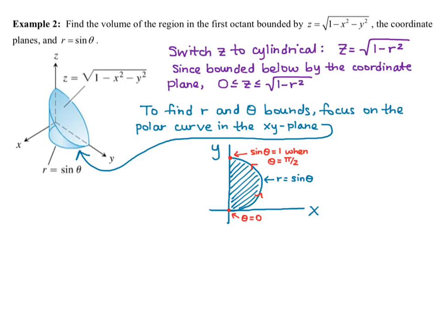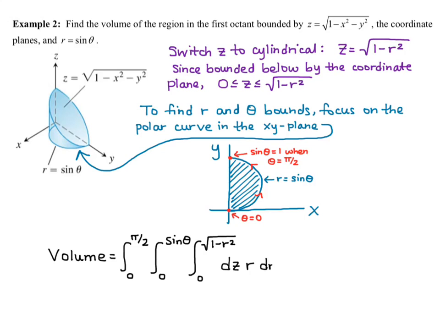So now I have all the bounds that I need. r is varying between 0 and the function. Theta is varying between 0 and pi over 2. And so I get the volume is equal to the integral from 0 to pi over 2, 0 to sine theta, and 0 to the square root of 1 minus r squared, and then my standard integrand. So what we have to do to find the volume is integrate this triple integral.